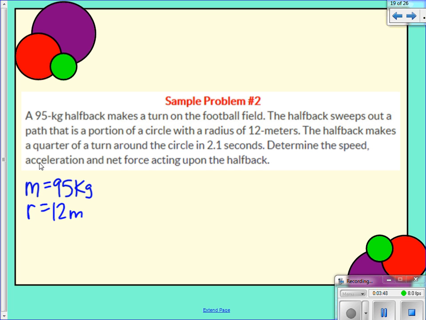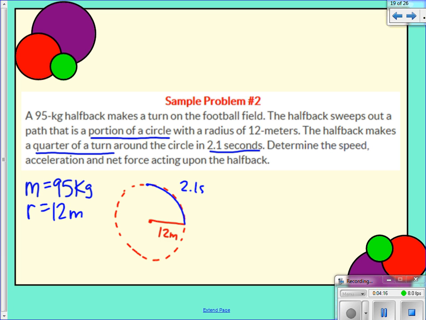We're told that there's this circle that has this radius of 12 meters, but the football player doesn't travel the whole circle. He only travels a quarter of it. It says a portion of the circle, and later on it tells us he moves a quarter of a turn in 2.1 seconds. So you can think he's maybe doing something like this, just like that. And he's doing that in 2.1 seconds.